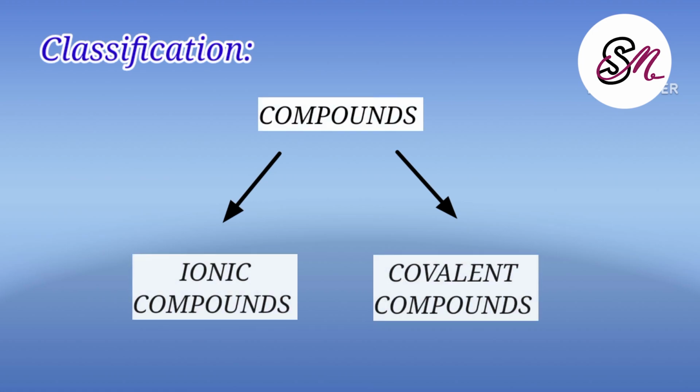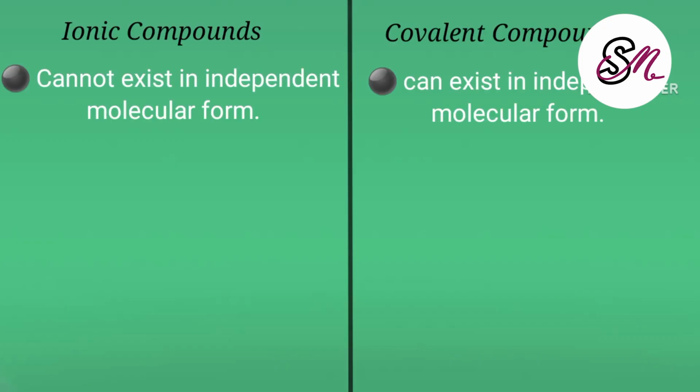Classification of compounds. Compounds are basically classified as ionic compounds and covalent compounds. Now let's see the properties of ionic compounds and covalent compounds. Ionic compounds cannot exist independently. For example, ionic compound is KBr, Br, यानी कि bromine cannot exist independently and K cannot exist independently. While in the case of covalent compound, they can exist as separate independent molecule. For example, water molecule can exist independently.